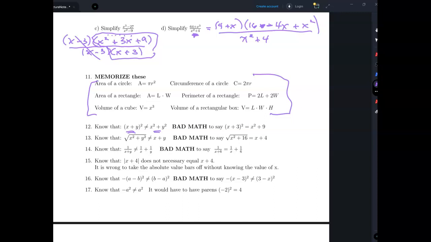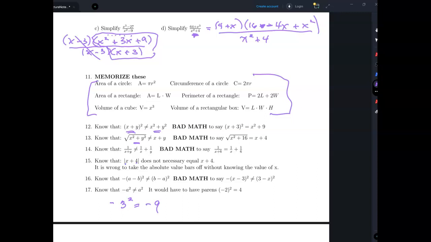That's really, really bad math. It's really bad math to separate a radical around addition or even subtraction. And this is bad math to separate around the addition in the denominator. And you can't just take the absolute value bars off, because you don't know what the value of x is. And you can't just move a negative on the inside. And here, negative a squared is not a squared, because if I have negative 3 squared, I do the exponent first, and so that gives me negative 9, not 3 squared.